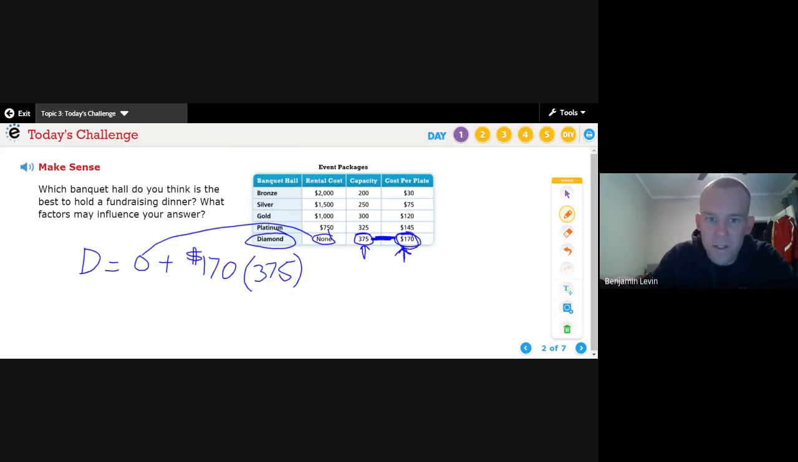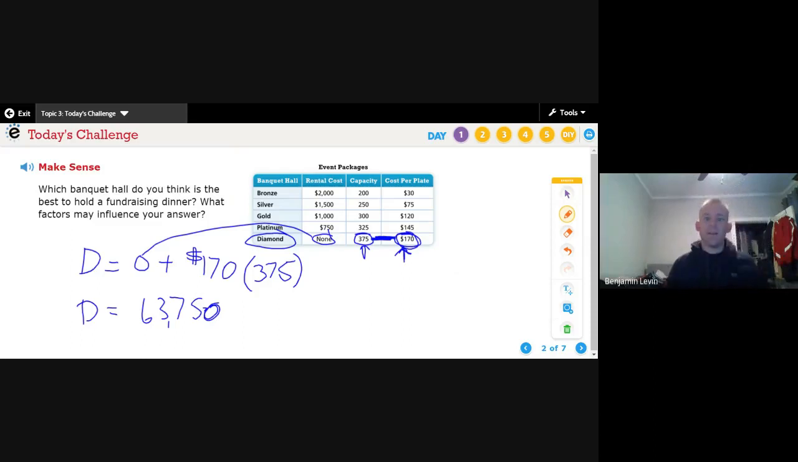You guys are not going to be able to see the calculator, but I'm going to punch this in real quick. 170 times 375 is $63,750. That's expensive. That's a lot of money to rent that, right?